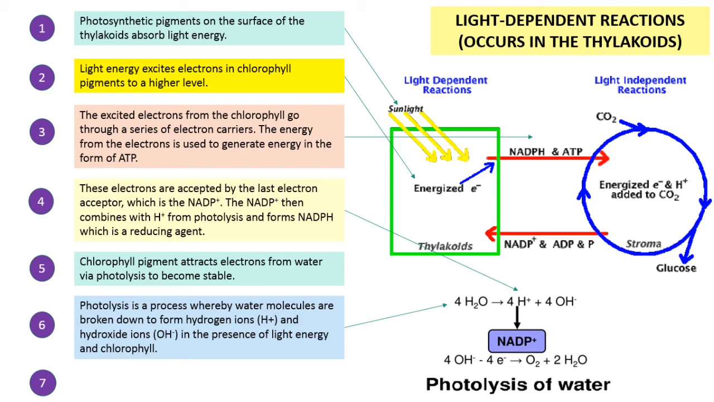Here is the process. Water molecule splits into hydrogen ion and hydroxide ion. Next, hydroxide ion loses electron and forms oxygen and water. So the hydroxide ion loses electron to form oxygen and a molecule of water. So after light dependent reaction, we will discuss light independent reaction.